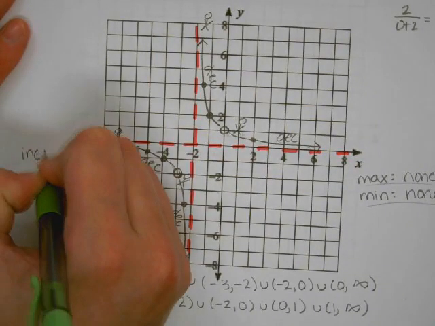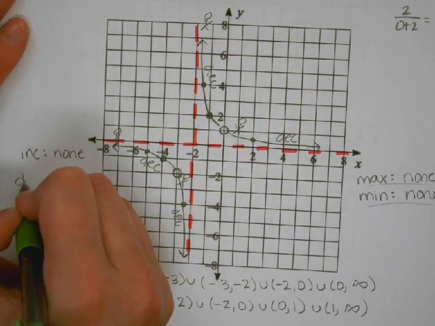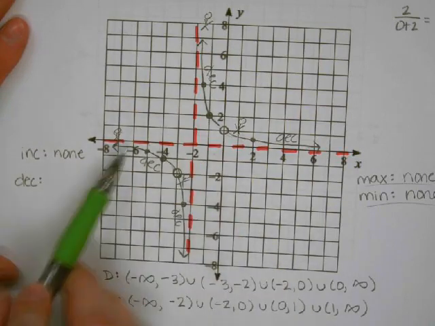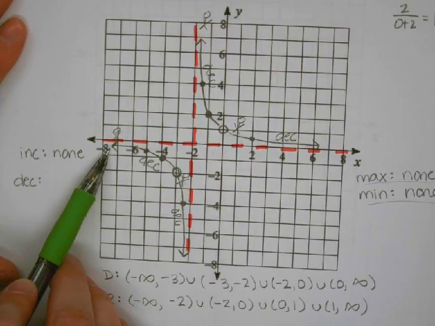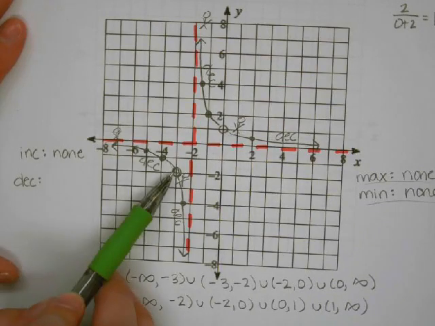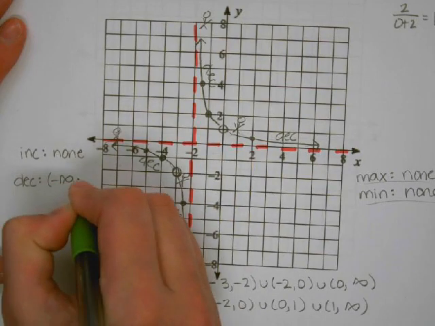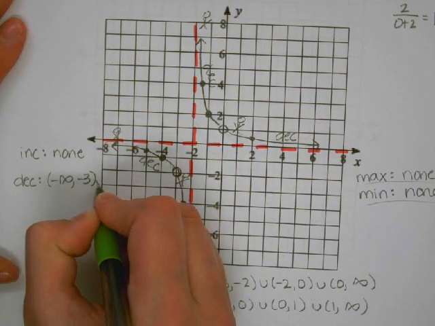There was never a point where our stick figure went uphill. But we have multiple decreasing intervals. The stick figure is decreasing from an x value of negative infinity to an x value of negative 3. That's where he fell into the hole. I'll put the U there.